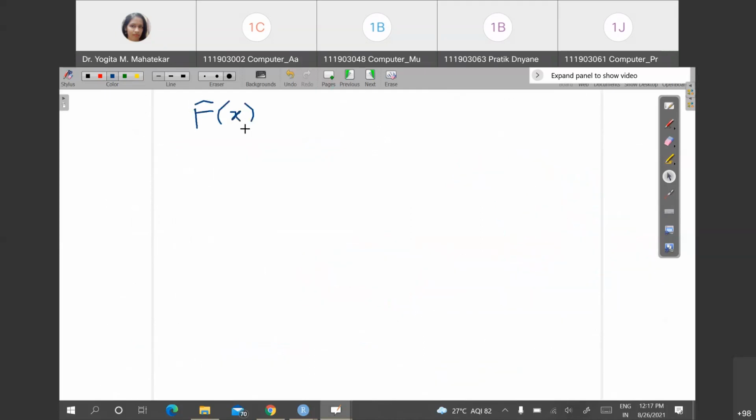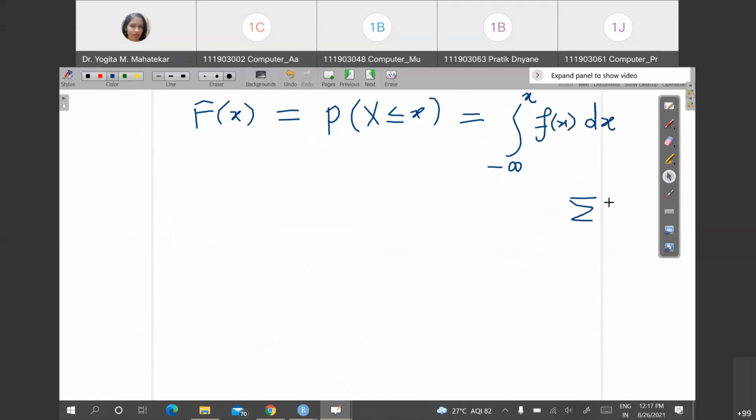Capital F of x is the cumulative distribution function, which is the probability that capital X is less than or equal to x. Okay. And in the case of a continuous random variable, it is the integral from minus infinity to that x value, up to which you are summing up the probabilities. In case of discrete, it is the summation of f(x) up to that x. Correct? Therefore, it is called cumulative. So this is in the case of a continuous random variable.